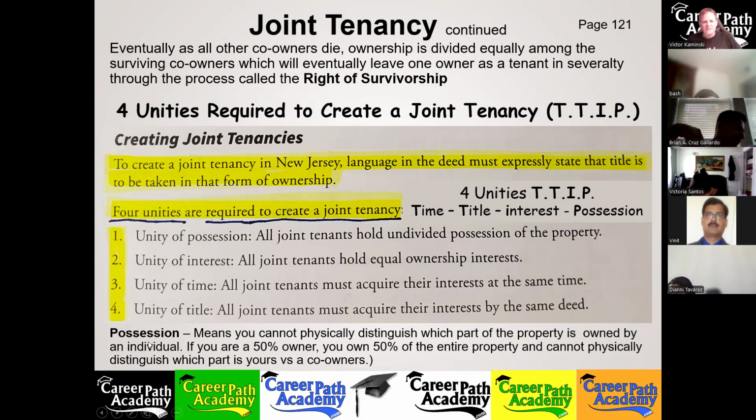Okay, so I have that explanation down here at the bottom too. It means you cannot physically distinguish which part of the property is owned by an individual. If you're a 50% owner, you own 50% of the entire property and cannot physically distinguish which part is yours versus a co-owner's.